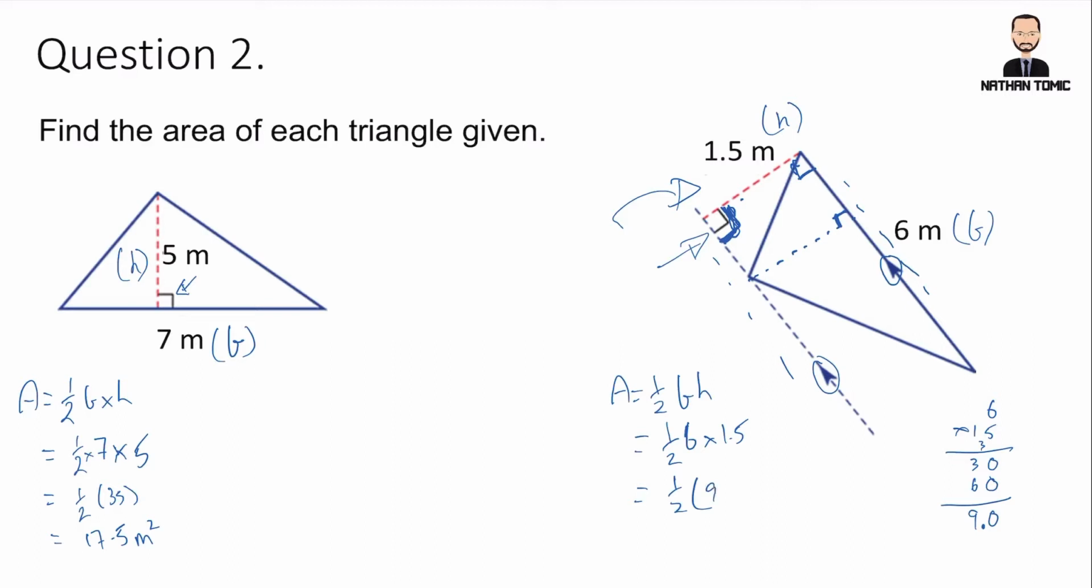So now we've got half of 9, and of course half of 9 is 4.5, remembering to use our unit and squared. So here we have an area of 4.5 meters squared.